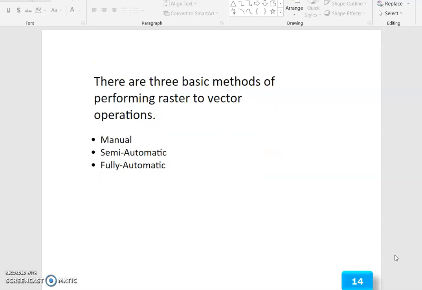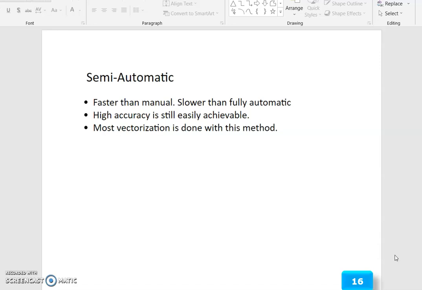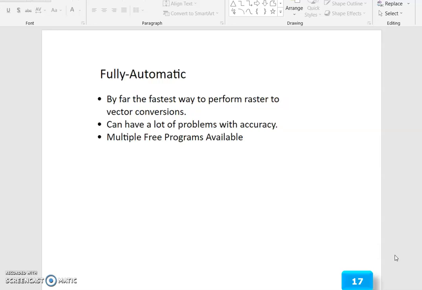There are three basic methods of performing raster to vector operation: manual, semi-automatic and fully automatic. Manual is the most time consuming method, but it can be the most accurate way to perform vectorization. Semi-automatic is faster than manual and slower than fully automatic. High accuracy is still easily achievable. Most vectorization is done with this method.